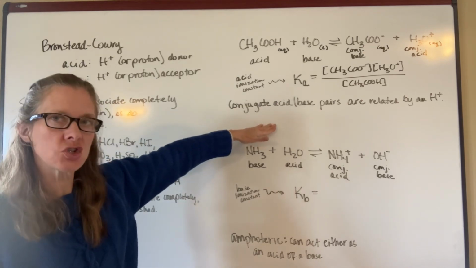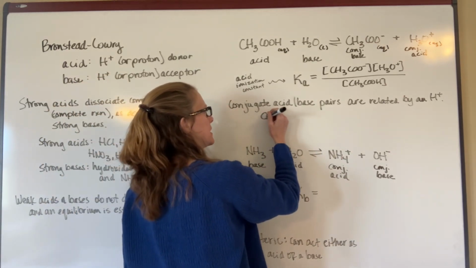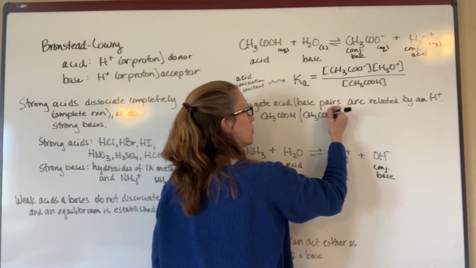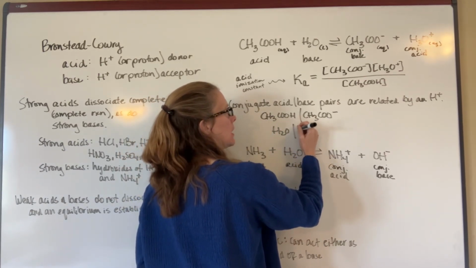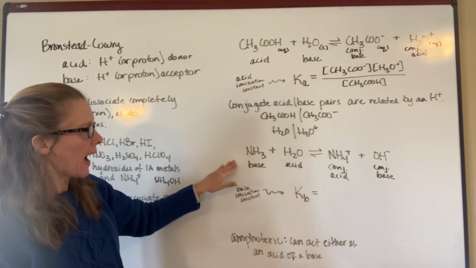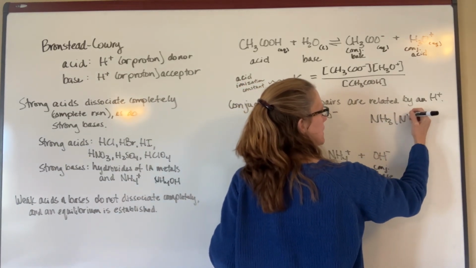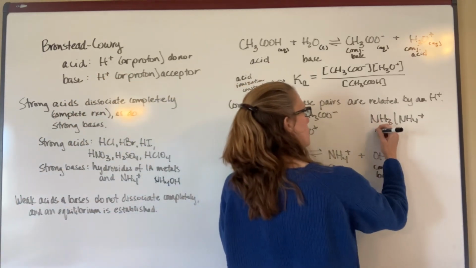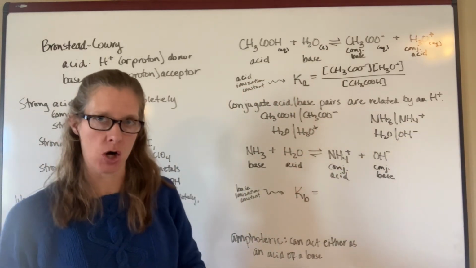So if I look at conjugate acid-base pairs, in this reaction up here, the CH3COOH and the CH3COO minus are a conjugate acid-base pair, and the H2O and the H3O plus are a conjugate acid-base pair. In the bottom reaction, I would have NH3 and NH4 plus as one conjugate acid-base pair, and then I would have water with a hydroxide ion as a conjugate acid-base pair, okay?